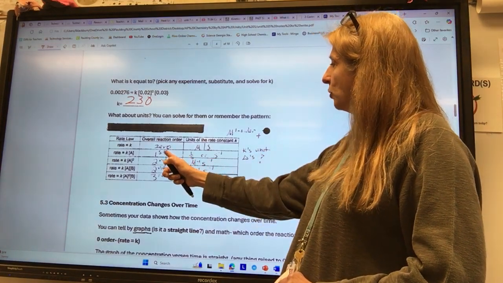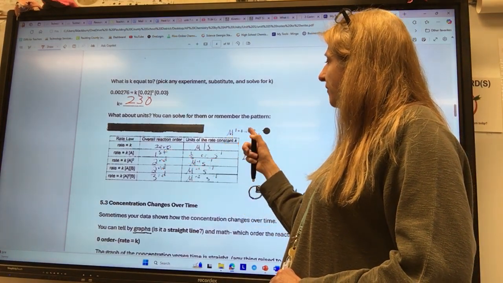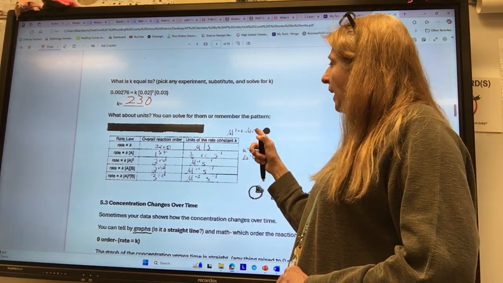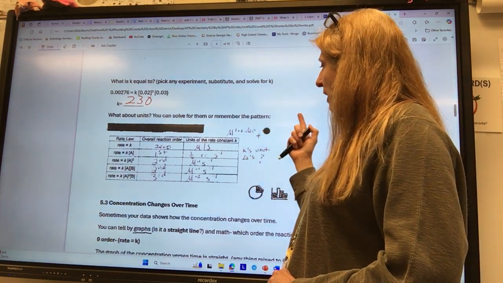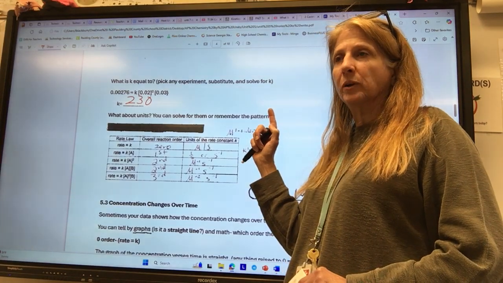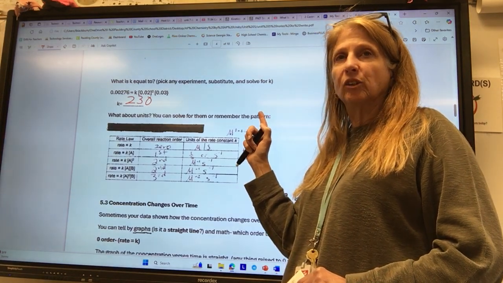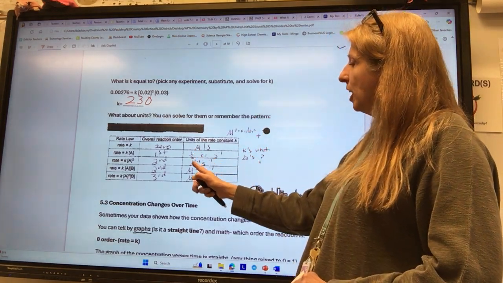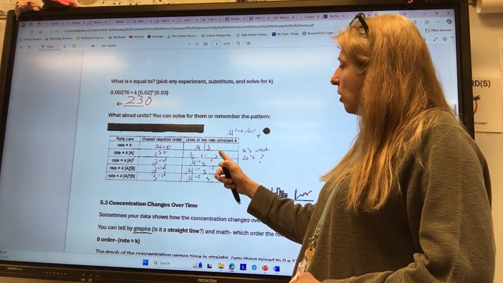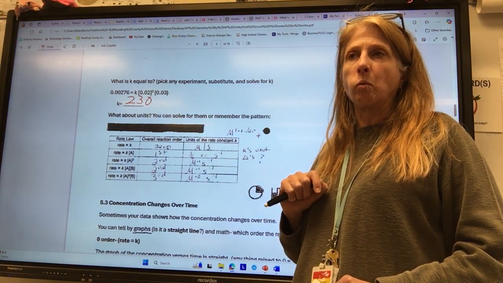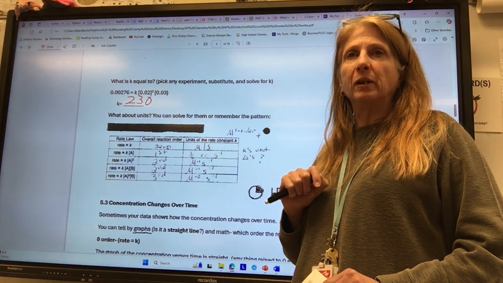Okay, so first order, 1 minus 1 is 0, and anything to the 0 power is 1, and we don't write ones, right? Everybody remember that mathematically? So you just put 1 over s for the unit, or s to the negative 1 means 1 over s. Everybody get on that one?